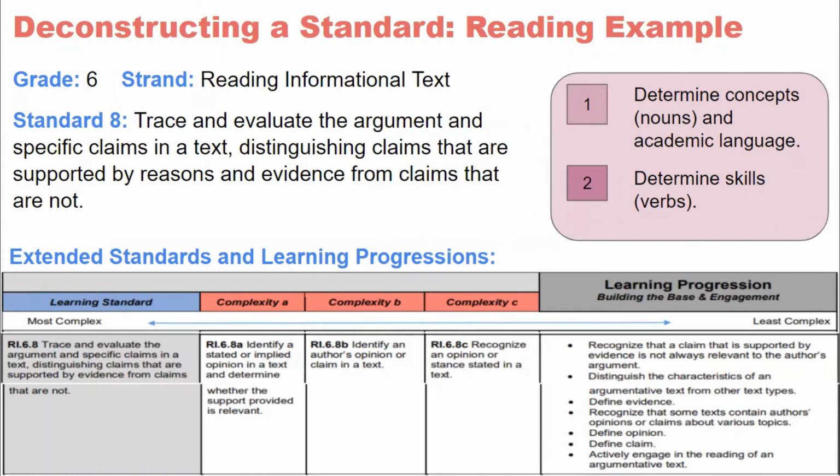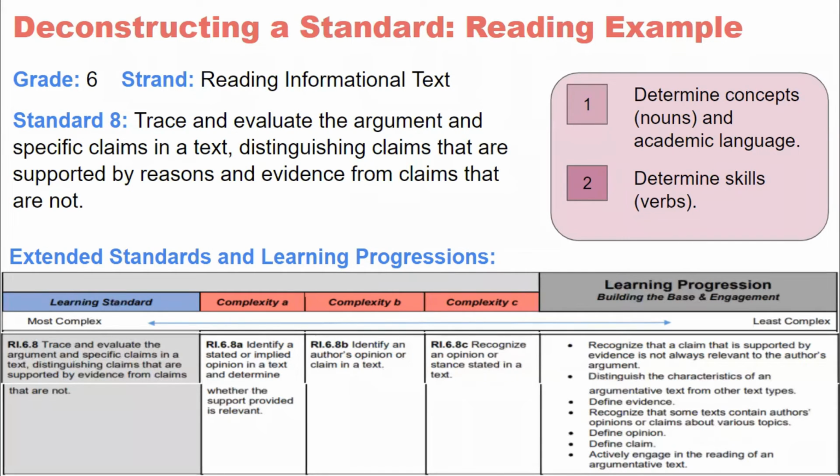There are many considerations when deconstructing a standard. We will talk through one example and then provide you an opportunity to deconstruct a standard as a team. We'll start by using a 6th grade reading informational text standard. Standard 8 expects students to be able to trace and evaluate the argument and specific claims in a text, distinguishing claims that are supported by reasons and evidence from claims that are not.